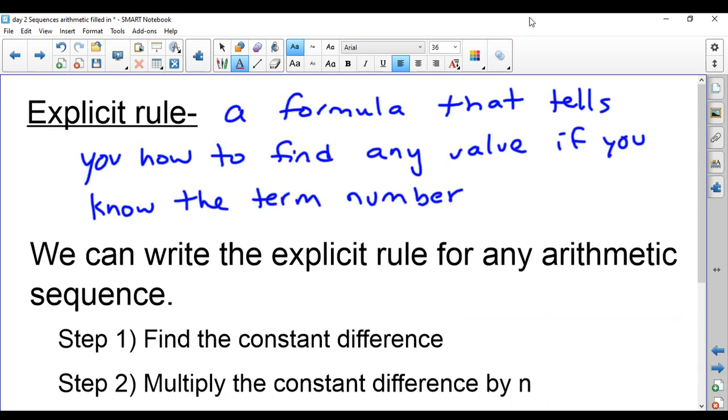The last thing we're going to do today is write a different kind of rule. This rule is called an explicit rule. An explicit rule is a formula that tells you how to find any value if you know the term number. The advantage of this is that we can find the 20th term or the 30th term or the 50th term without finding every one before. With a recursive rule, you have to know one value in order to find the next. With an explicit rule, you can jump to any value you want.